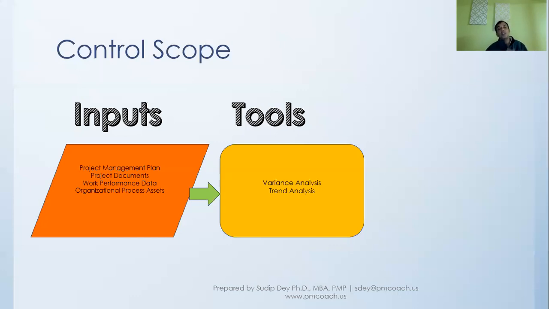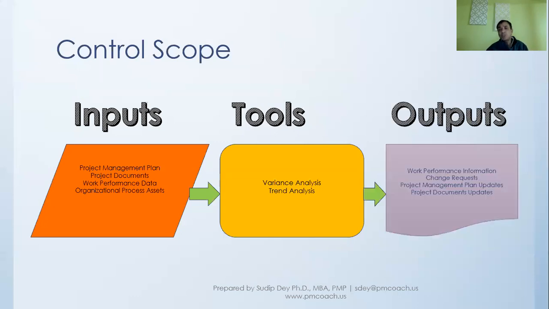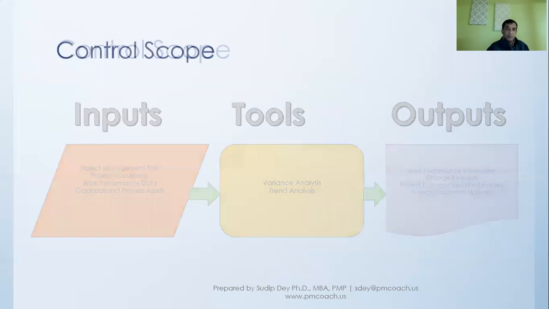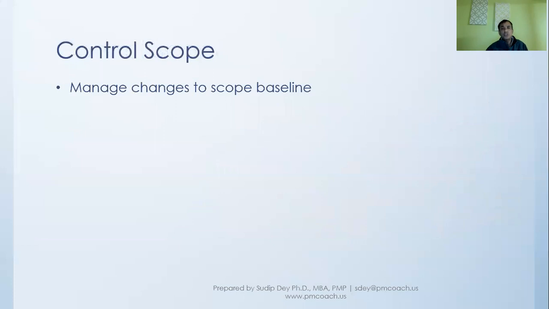So this is what the trend analysis helps us to determine. The outputs that we get out of control scope: because we're controlling the scope, there will, of course, be some work performance information, but then change requests. There might be some change that comes up as a result of this control scope.